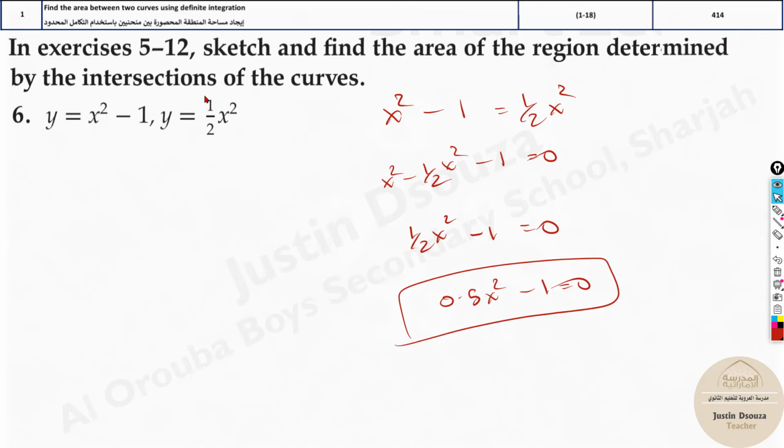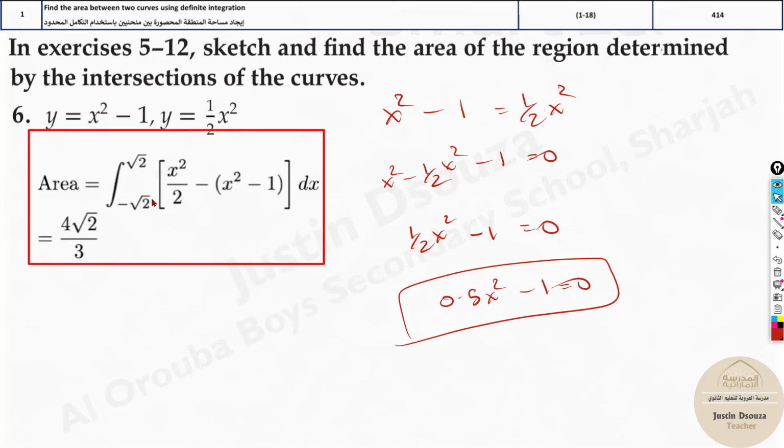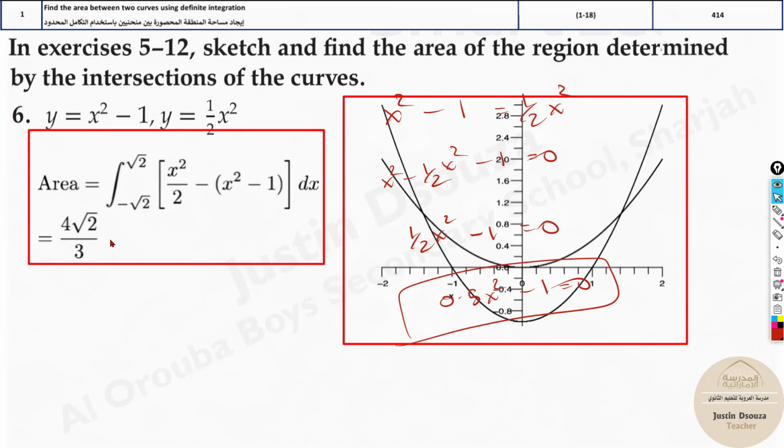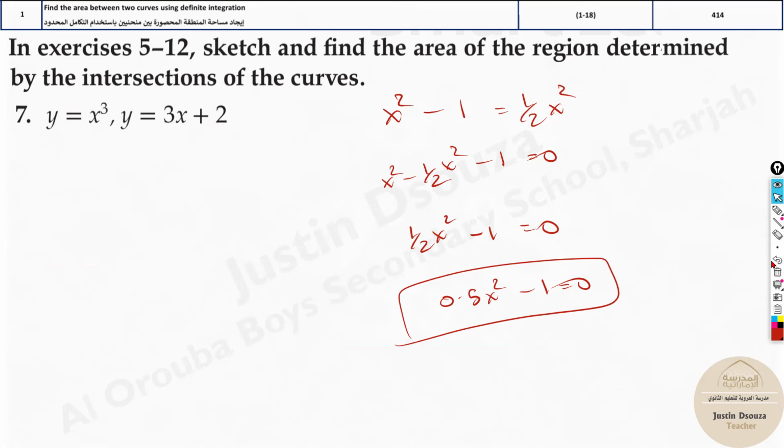You don't need to know which is up and low. Just put this function minus the other one with the integrals. So here the answer would be negative root 2 to positive root 2. Here you may not get this directly in the calculator. If you get this, well and good. Otherwise, you need to press SD and check for the value. Same way you can do this one as well.